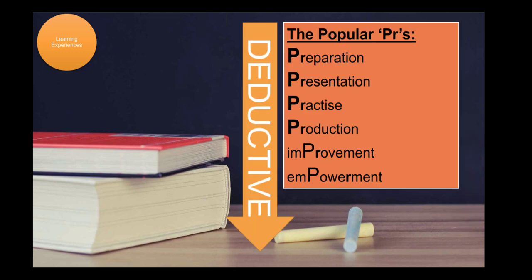Then, how do you go about using deductive approach? In the deductive approach, we have the popular PERS model. First of all, you prepare the minds of the children. You motivate them. You activate their schema. When they are ready, you present the new information. You present the rule, the principle, the theory, and then you provide them with practice.